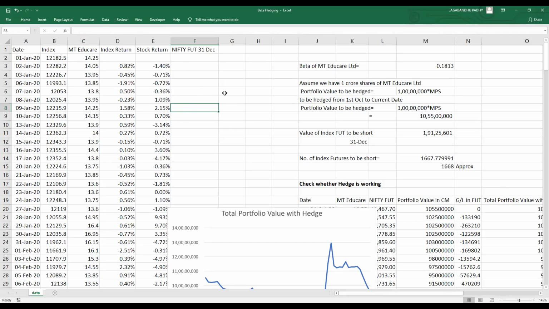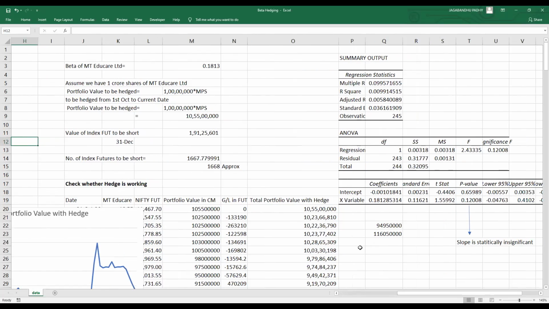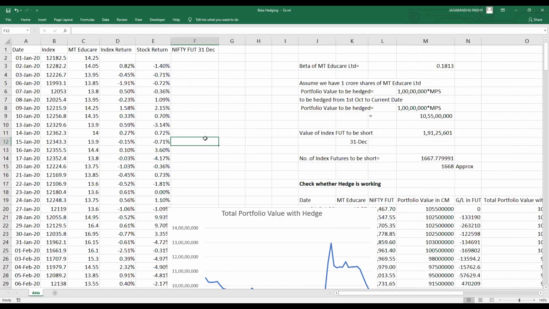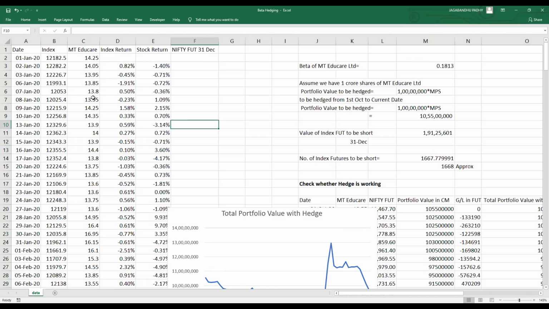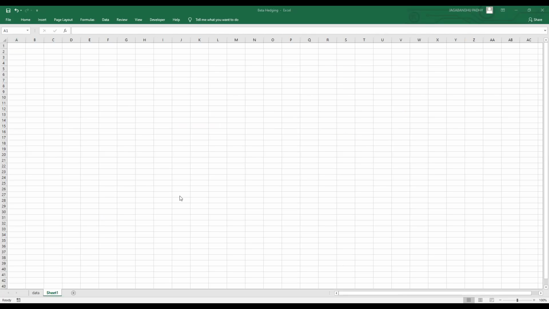Whatever we did over here, our conclusion was that hedging was not possible, or hedging didn't really work, and we even found the reason that the slope is statistically insignificant. So let's try it out with another stock, which I want you to do. I hope you can do it now, the way we did this example. Can you do the next one on your own? Downloading the data, clubbing them together, and then checking whether the hedge is working or not. Can we do it, guys? Yes, sir. Okay. So let me give you the data.